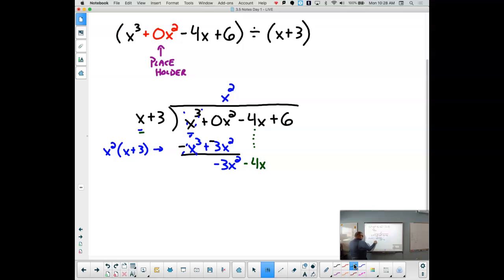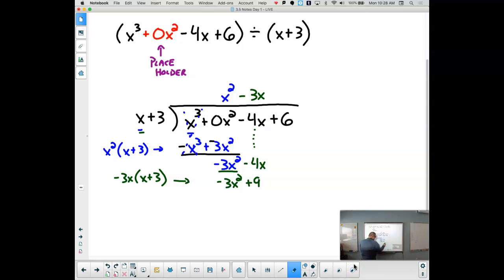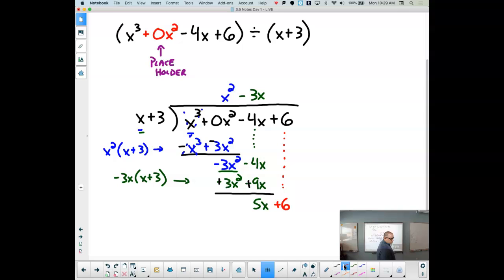Now I want x to look like negative 3x squared, so that is going to be negative 3x. Negative 3x times x plus 3 would be negative 3x squared minus 9x. Change my signs, plus and plus there, gets me positive 5x. There. Drop the 6.